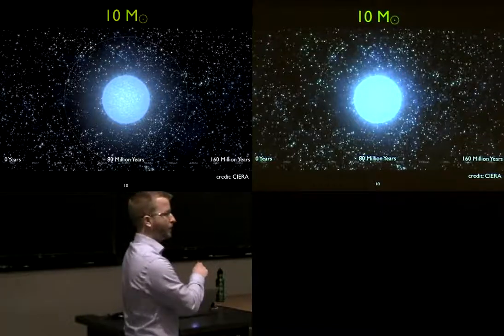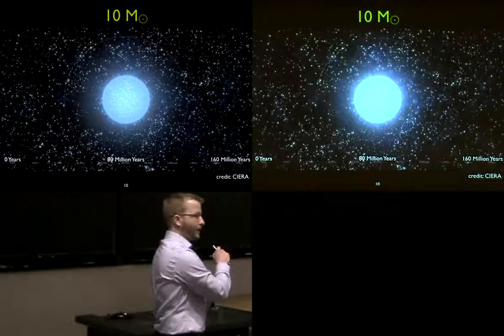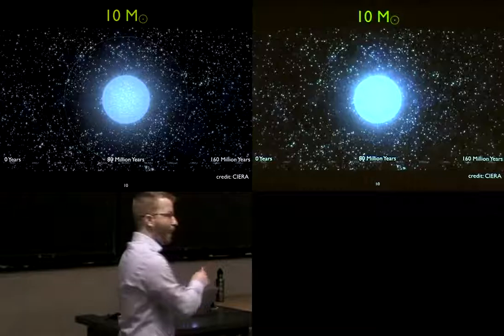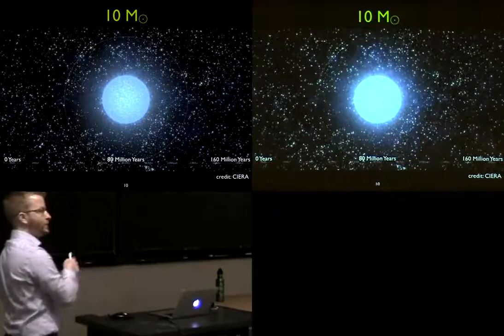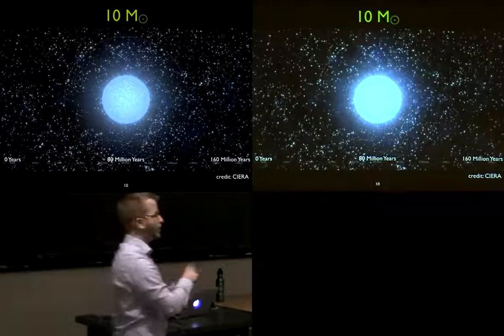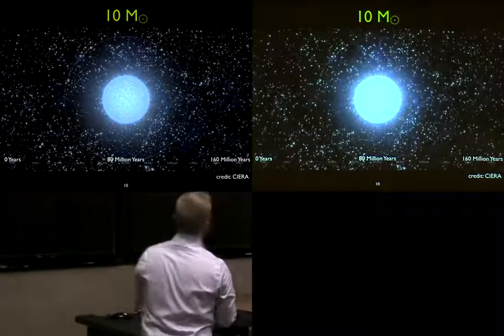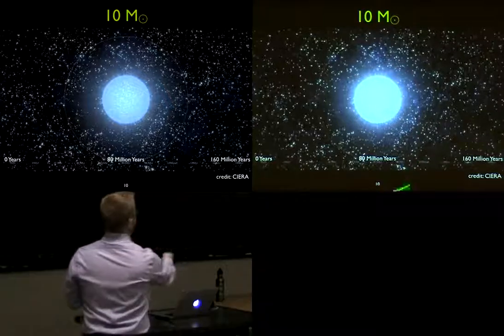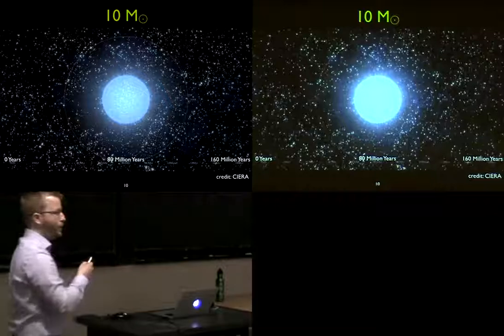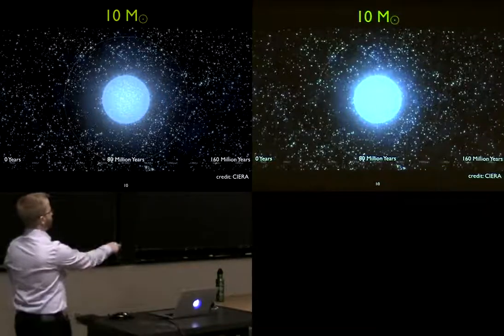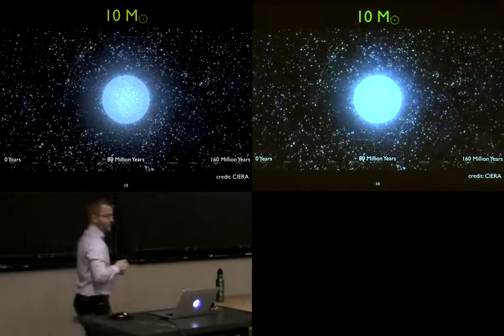Notice first the color. It's very blue. It's not yellow like the sun. These things are more massive and more hot, and that changes the spectrum, the color of the star. And so the more massive things tend to be bluer. Notice the axis down here, much shorter amount of time over this whole simulation. We end the simulation at 160 million years.